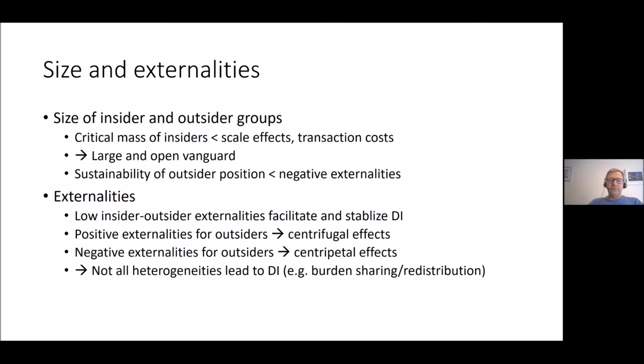And then it also requires that the outsider position remains sustainable for those countries that do not want to join. But that has mainly to do with potential negative externalities that differentiated integration has on those countries that are left out. And that brings me to the second condition, externalities, that is important for whether differentiated integration comes about and is viable.